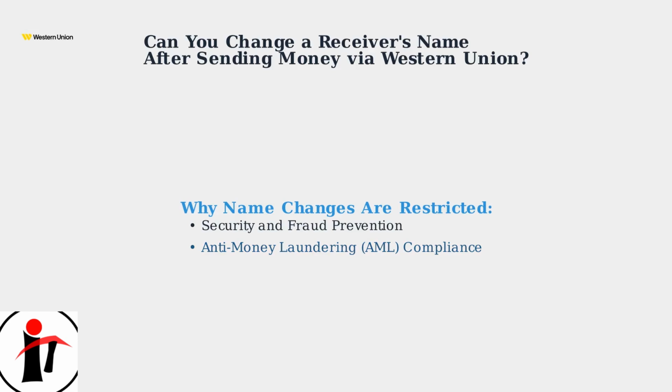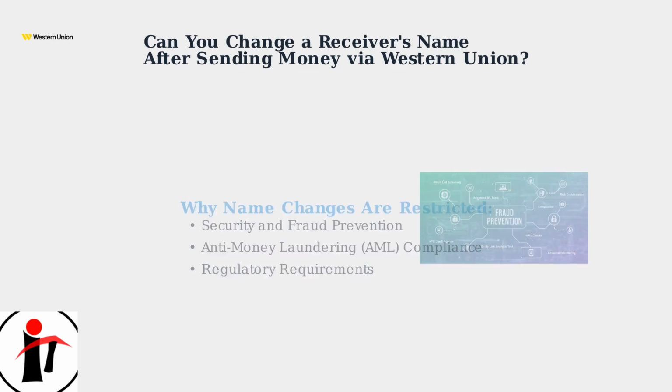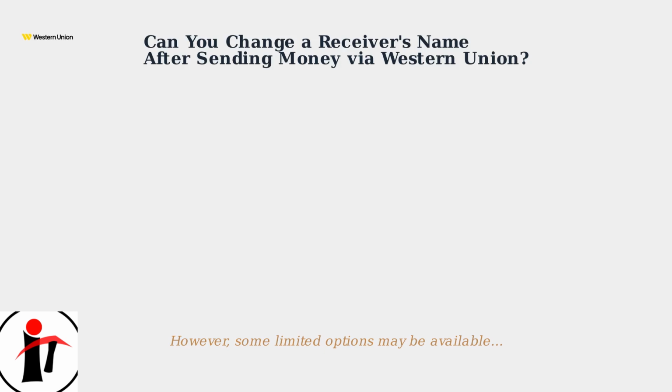Second, anti-money laundering compliance. Financial institutions must follow strict AML regulations that require consistent recipient identification throughout the transaction process. Third, regulatory requirements. Government regulations in many countries mandate that money transfer services maintain accurate records and prevent unauthorized modifications to transaction details. While the general rule is that names cannot be changed, there are some limited options available in certain circumstances. These alternatives can help resolve name-related issues, though they come with their own requirements and limitations.